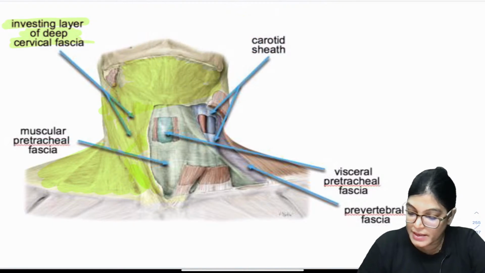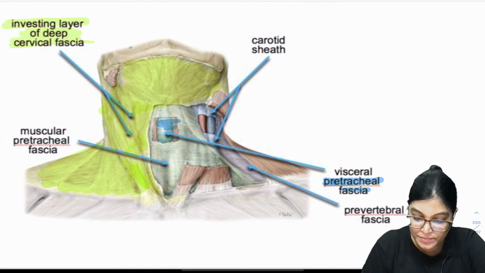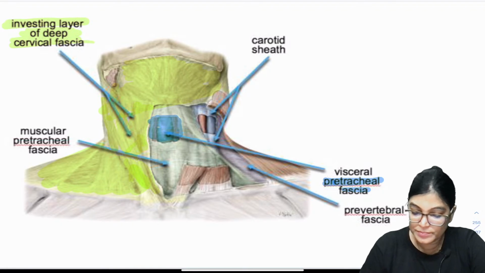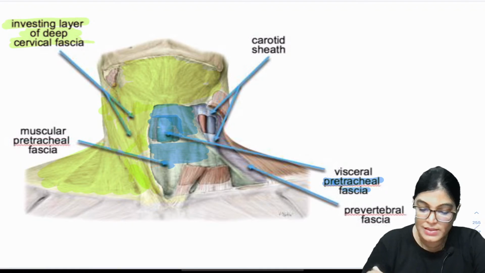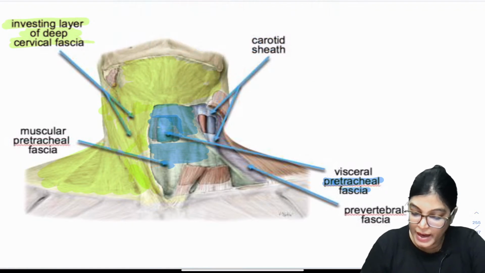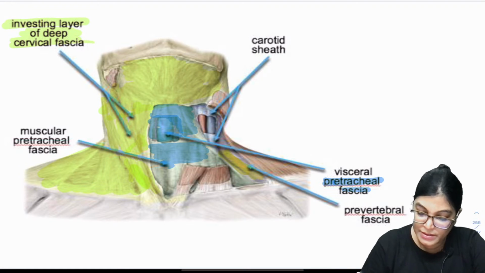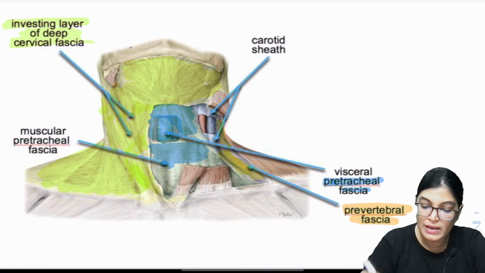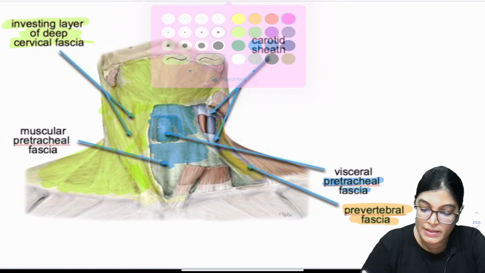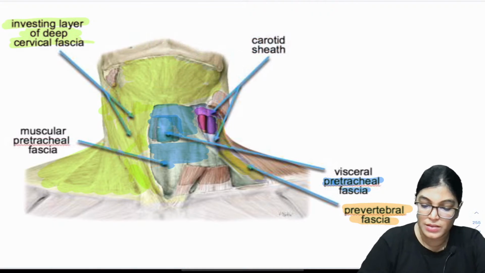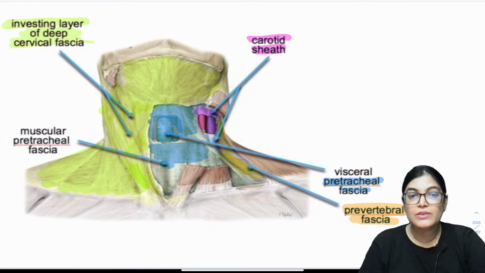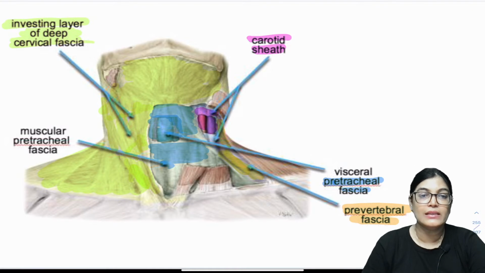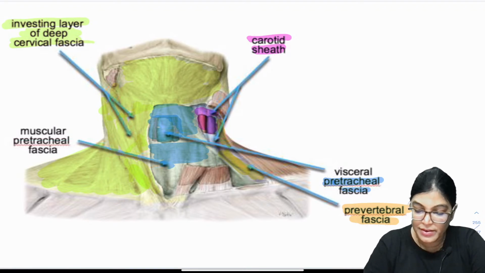So again you can see here the pre-tracheal fascia, which is lying inside the investing layer, and underlying we have got the pre-vertebral layer, posteriorly. Also in this diagram you can clearly see the carotid sheath. This is the carotid sheath. So done with this, we can see all the layers nicely as shown in the diagram.